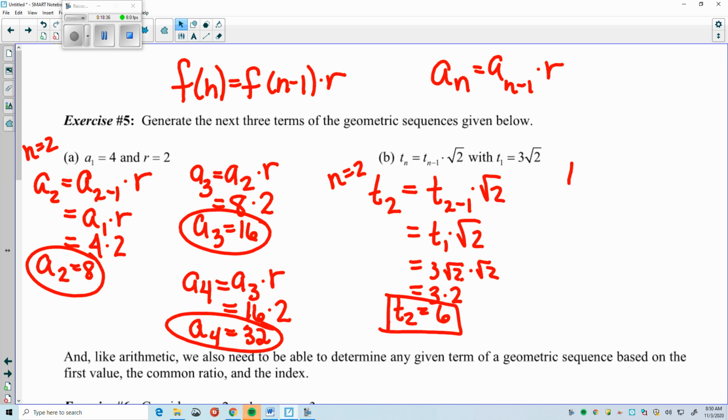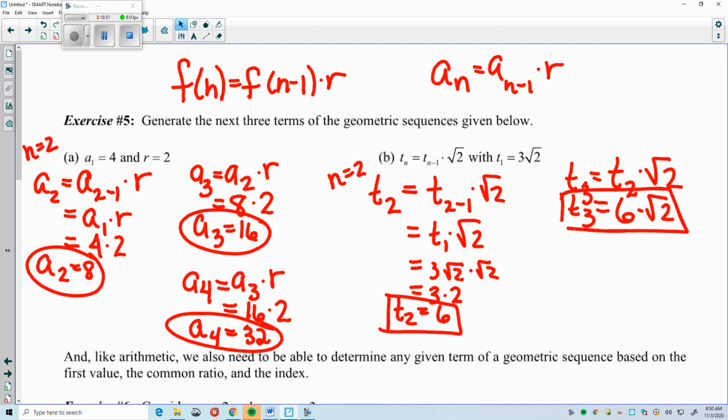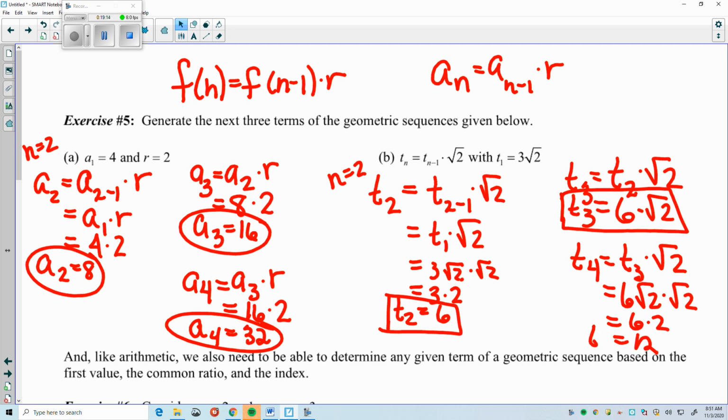Now we're going to go on to t sub 3. So I need the term before times the square root of 2. The term before we found was 6 times the square root of 2. So here's t sub 3. T sub 4: I need the term before times the square root of 2. So I have 6 square roots of 2 times the square root of 2. And again, the square root of 2 times the square root of 2 is the square root of 4, which simplifies to 2. So we have 6 times 2 for a value of 12. So my fourth term is 12.